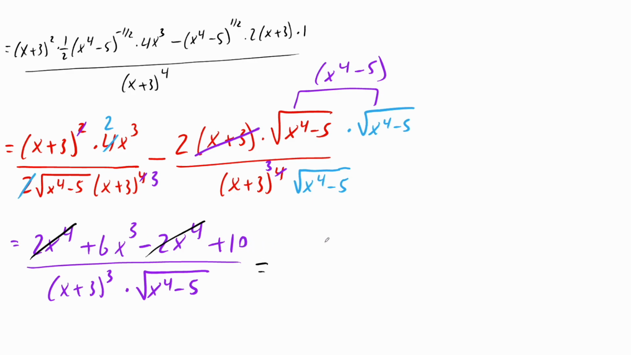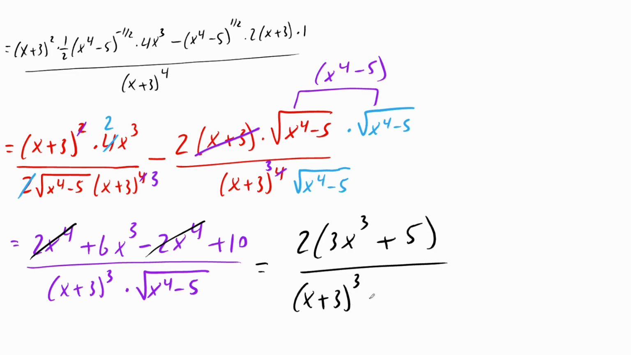If you want, you could factor out a 2. We'll get 2 times (3x cubed plus 5), divided by our denominator, which we have (x + 3) raised to 3, times the square root of x^4 minus 5. This right here is our final answer, and that's all we need to do for this problem.